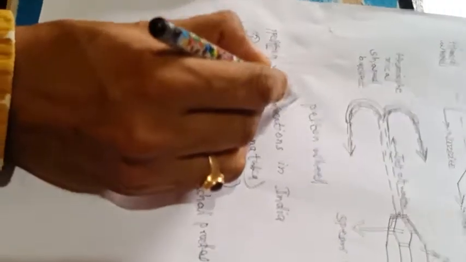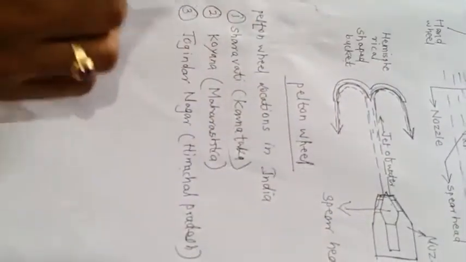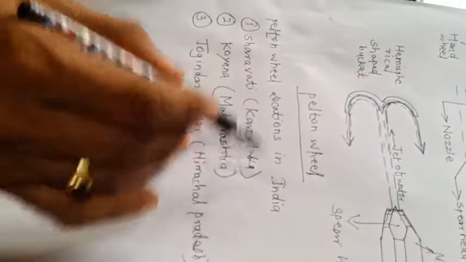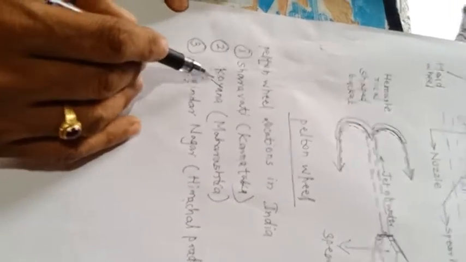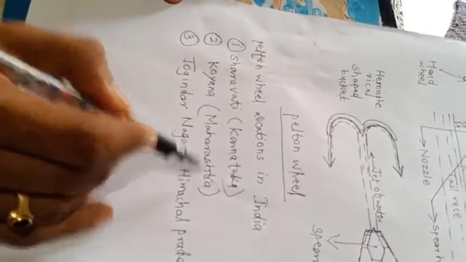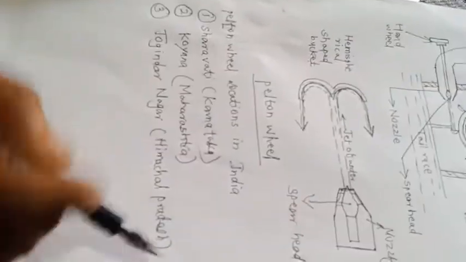Now I am going to tell you where this Pelton wheel is used in India. Locations of the Pelton wheel in India: Sharavati in Karnataka, Koyna in Maharashtra, and Joginder Nagar in Himachal Pradesh.